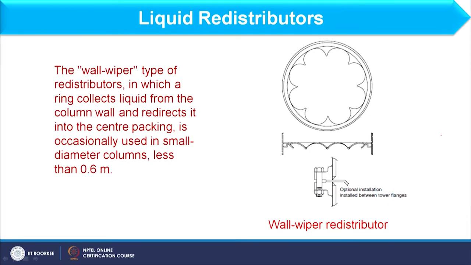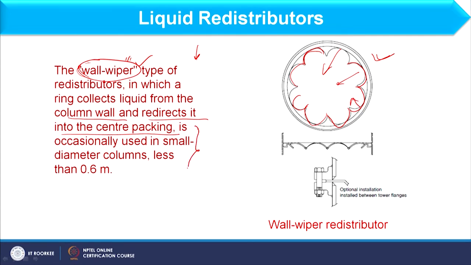And now we have another type of liquid redistributor. Here we have the wall wiper type redistributor. As the name says, it is a wall wiper. It means it is attached to the wall of the column and wipes the liquid inside the column, right. So, in this, a ring collects the liquid from the column wall and redirects it into the center packing. Okay. If you consider this schematic, at the periphery we have this type of arrangement which we consider as the ring which collects the liquid and directs it towards the center, right. So, such a type of redistributor is used in a small diameter column when the diameter is less than 0.6 meter. Okay. So, in this way we can consider liquid distributor and redistributors.